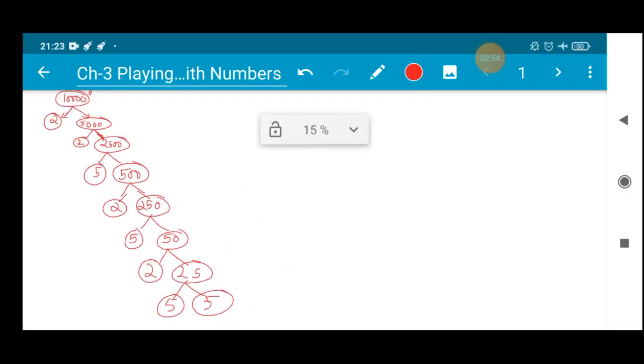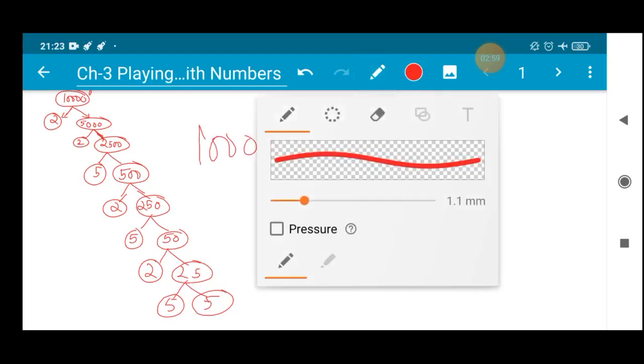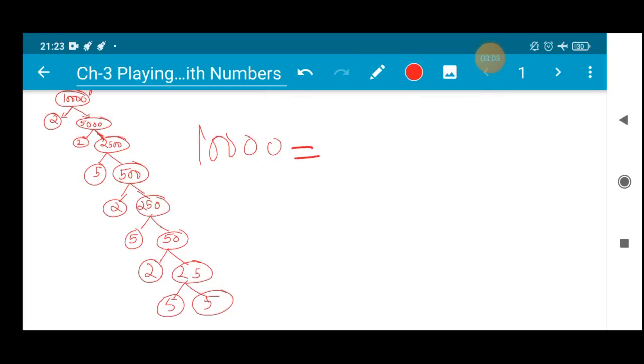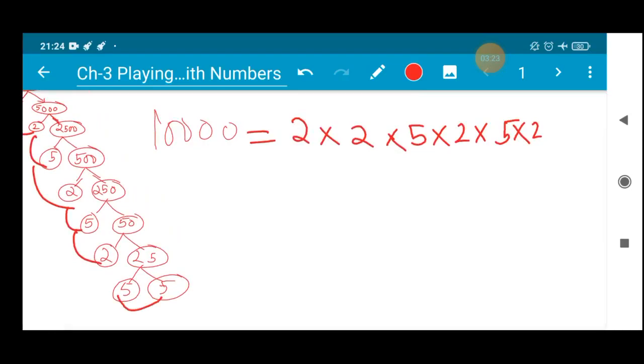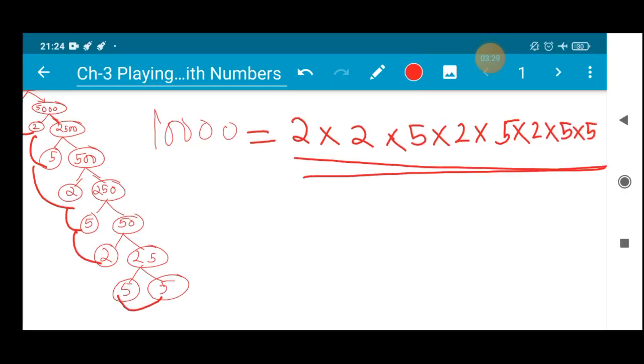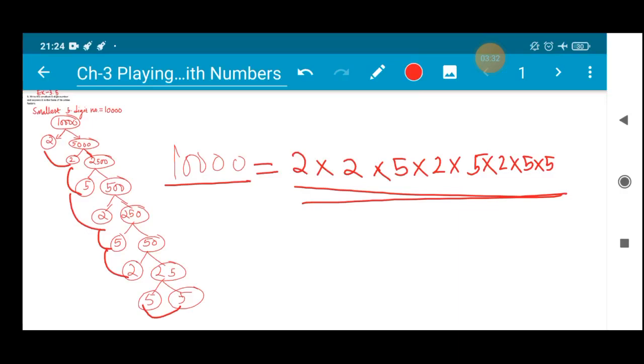So 10,000 is a composite number, a 5-digit number, and if you have to express it in its prime form, then you can write 2 into 2 into 2 into 2 into 5 into 5 into 5 into 5. You can see here that all the numbers are in prime form. So the smallest 5-digit number here is 10,000, right?